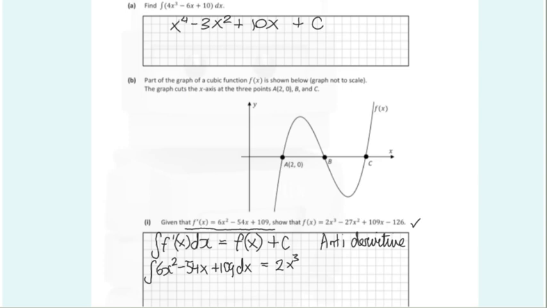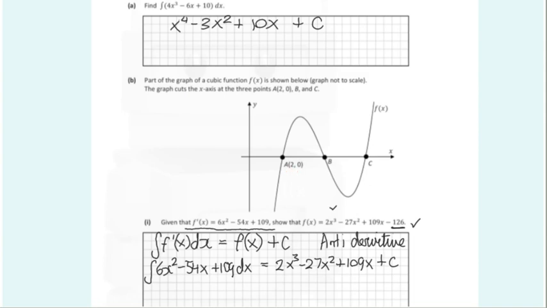2x cubed, that matches this, perfect, minus 27x squared, that makes sense, and then 109x, okay, and also we have to put in our plus c. Alright, so we can solve for c now and see can we get to minus 126. So because of this point here, A is (2, 0). So that means when I substitute in 2 into f of x, I will get a result of 0.